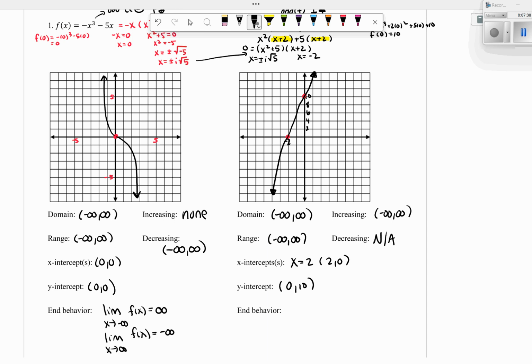So then the end behavior for this is opposite of what we just wrote on the last one. The limit as x approaches negative infinity for the function is going to be going towards negative infinity, and the limit as x approaches infinity for the function goes towards positive infinity.